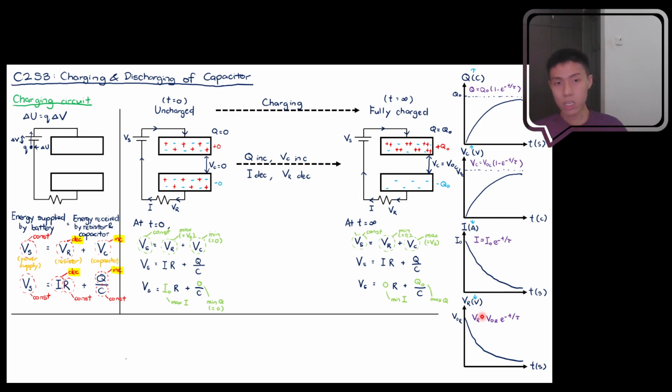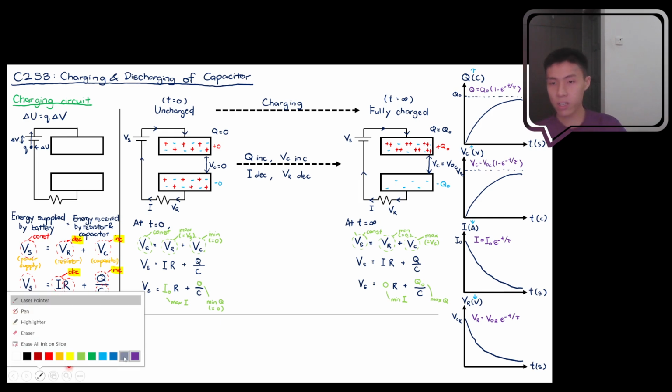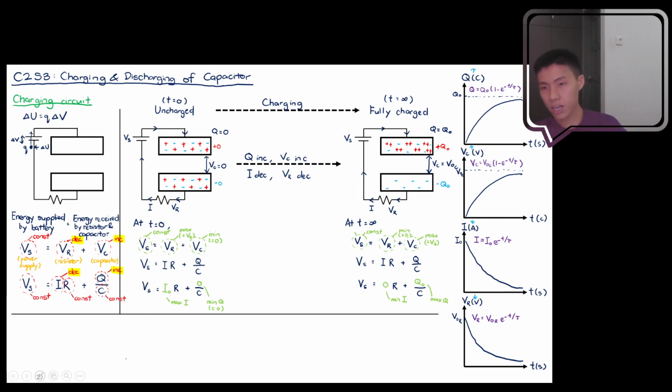Now let's go on to the last thing which I want to explain today, which is this tau over here. What is this tau? Let's try to understand it. The name tau here is actually called time constant. So time constant has the symbol tau. This is a Greek letter tau, and because it's time, the unit is just second.